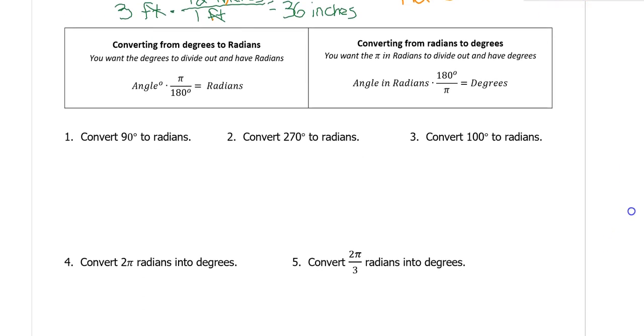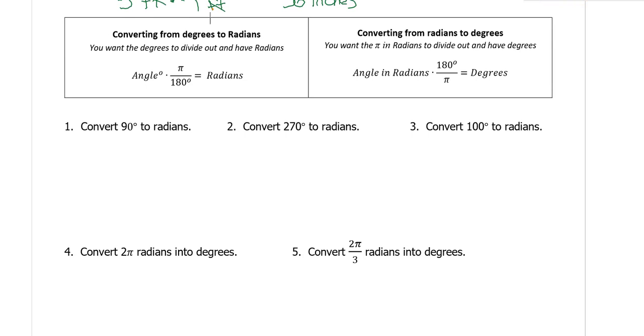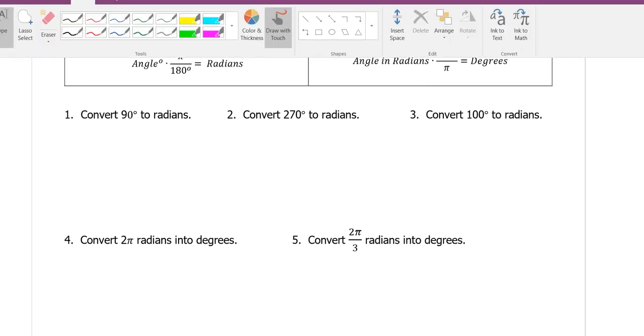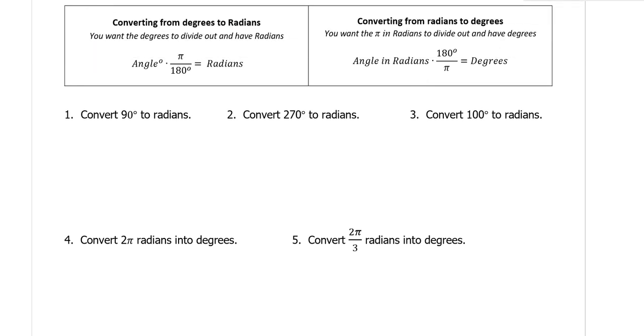Okay. So converting from degrees to radians, I want the degrees to divide out, so I put the degrees on bottom. So it's the angle times pi over 180. If I'm converting from radians to degrees, I want the pi to divide out. So I have my angle in radians and then 180 over pi. Okay? So let's look at some examples. Convert 90 degrees to radians.